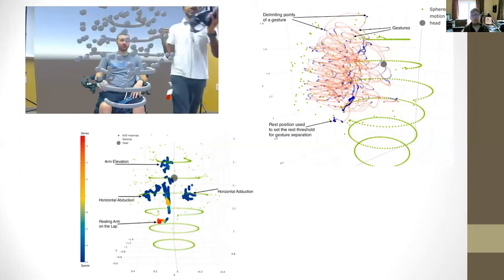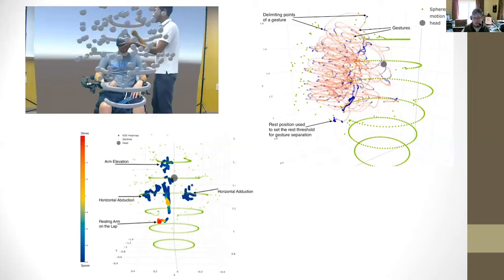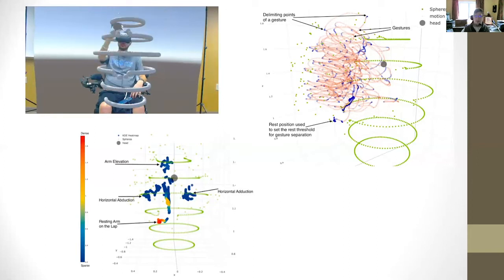So I had to look at the system to devise another way of automatically being able to discriminate intentional from non-intentional movements. This video shows an individual performing some type of gesture task. On the right, we see all these movements in this big spaghetti ball of movements. Based on differences in velocity, we were able to segment intentional gestures from non-intentional movements.